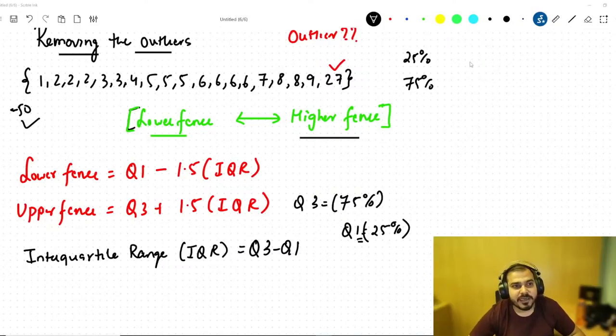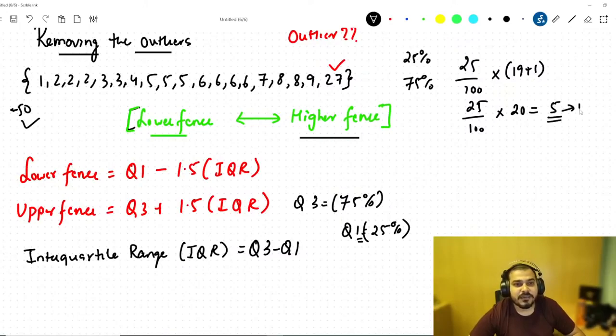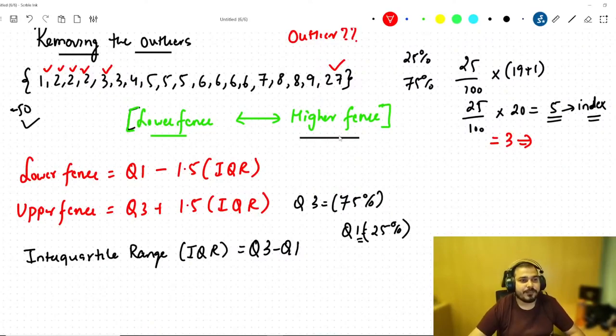How do we calculate the 25th percentile? It's a simple formula: 25 divided by 100 multiplied by small n. Small n is the count of elements, which is 19, so n plus 1 is 20. So this is 25 by 100 multiplied by 20, which is nothing but 5. This 5 is the index position. What is the fifth element? 1, 2, 3, 4, 5. Is everybody getting that the 25th percentile, or Q1, is equal to 3?